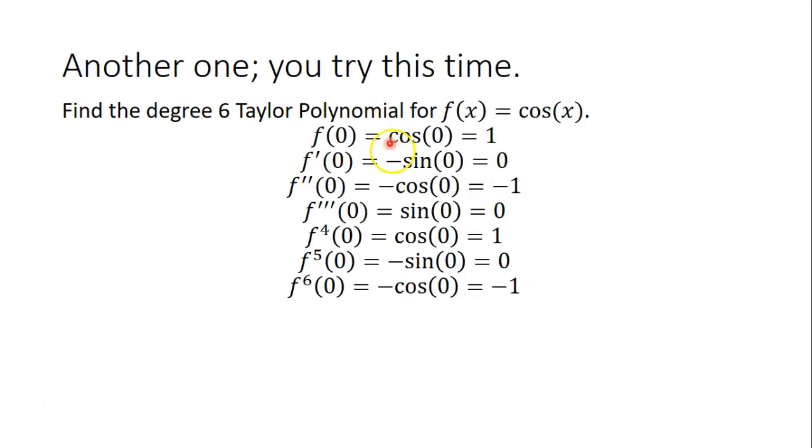And then I just jump to the rest because it's pretty much the same as we had last time. So the second derivative is negative 1, third derivative 0, fourth is 1. Notice this time the even ones are the ones that work. The odd ones are the ones that end up being 0.